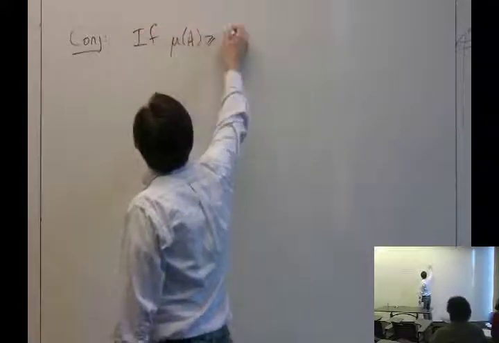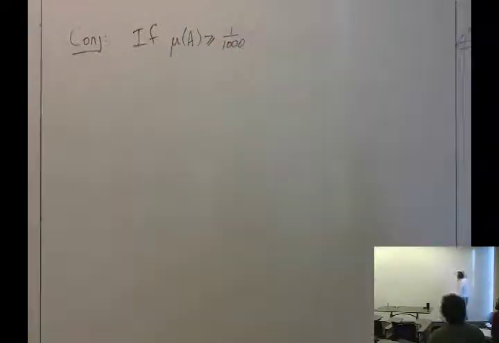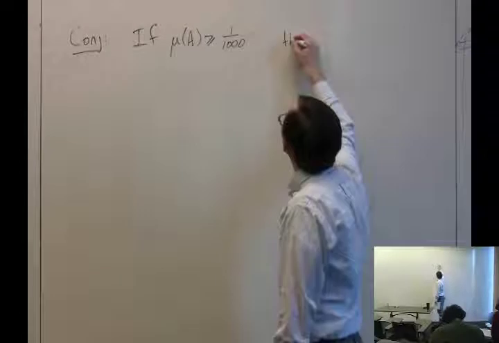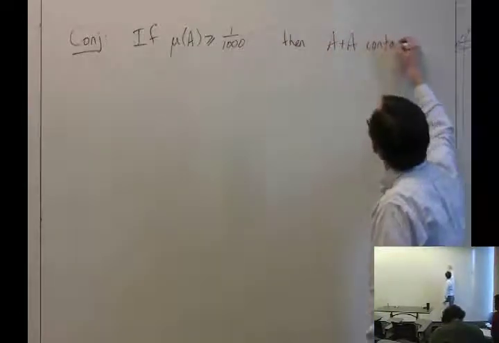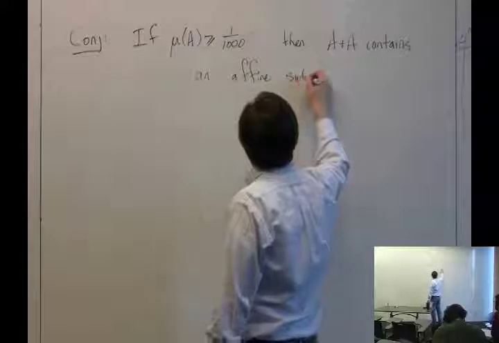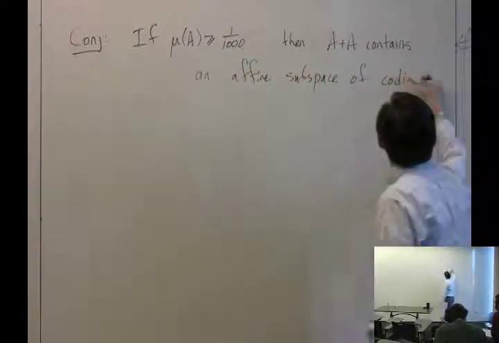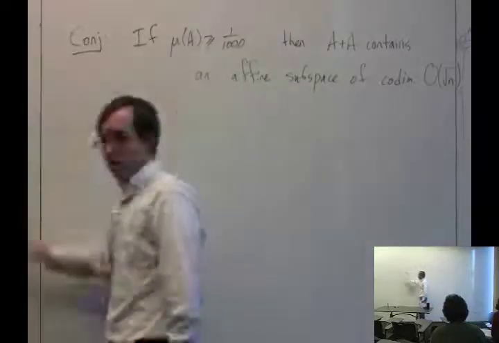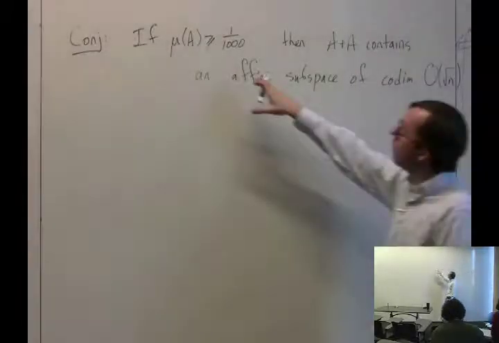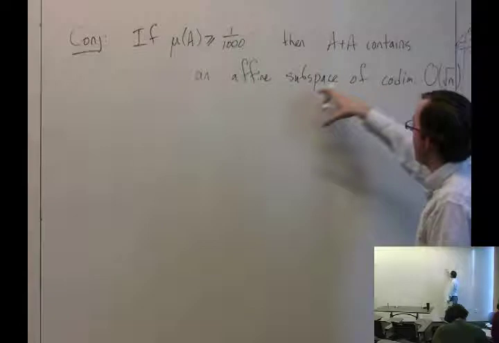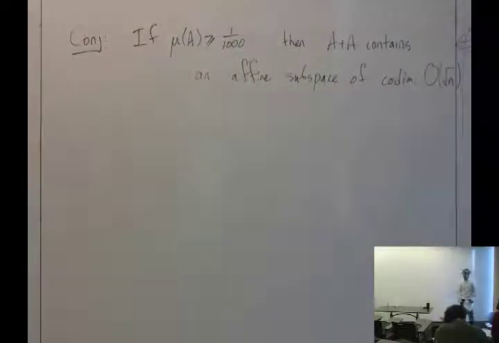Let's say mu of A is at least 1 over 1,000. And again, I don't know the correct asymptotics of every parameter here. But a nice conjecture is if mu of A is at least 1 over 1,000, then A plus A contains all of an affine subspace of codimension O of root n. This statement is a bit of a different flavor than the other conjectures because there's an n showing up in it. But this, if true, would be best possible because for the Hamming ball of this radius, if you think about it for 5 minutes, you see that the biggest affine subspace it contains is one of dimension n minus O of root n.